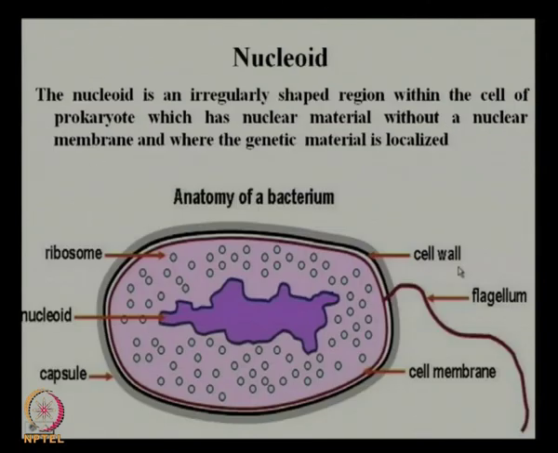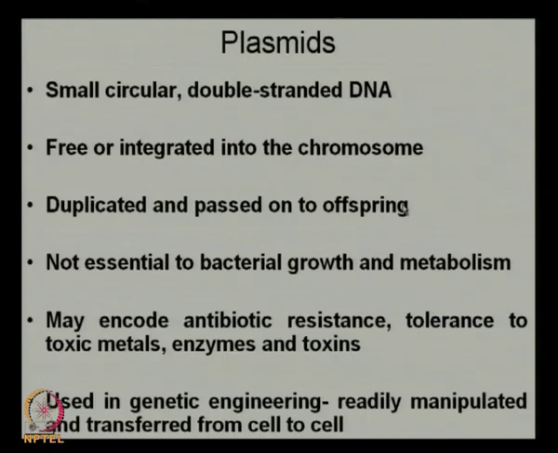Now, coming to the nucleoid, as I have told, a primitive type of nuclear genetic material is there. This nucleoid is irregularly shaped as no nuclear membrane is there within the cell of all prokaryotes, which has nuclear material without any nuclear membrane. It is the main controller of the genetic material, and here these genetic materials are localized.